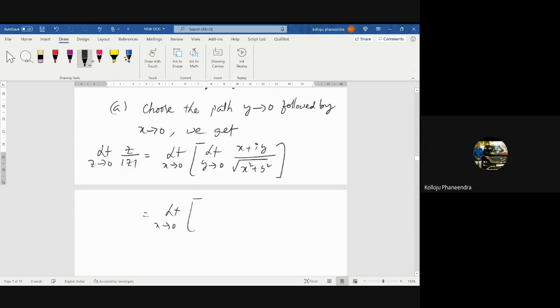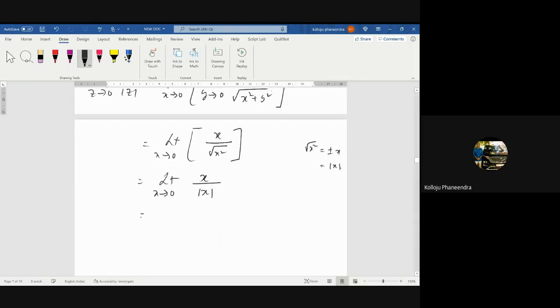Now, if I apply limit y tends to 0 first, what do I get? x by root x square, since y becomes 0. Now limit x tends to 0. x by root x square is x by plus or minus x, therefore I will write mod x. This is plus or minus x, nothing but mod x.